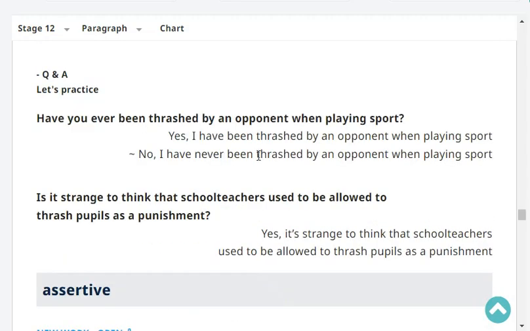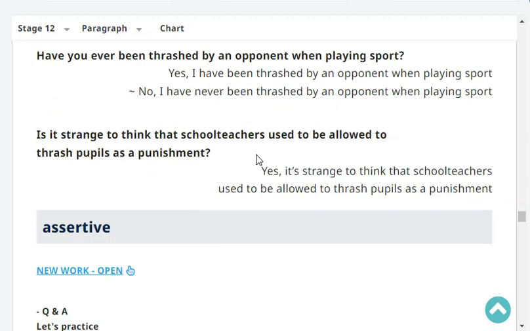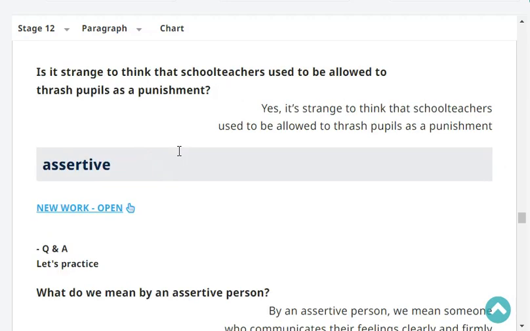Have you ever been trashed by an opponent while playing sport? Yes or no? No, I have never been trashed by an opponent when playing sports.